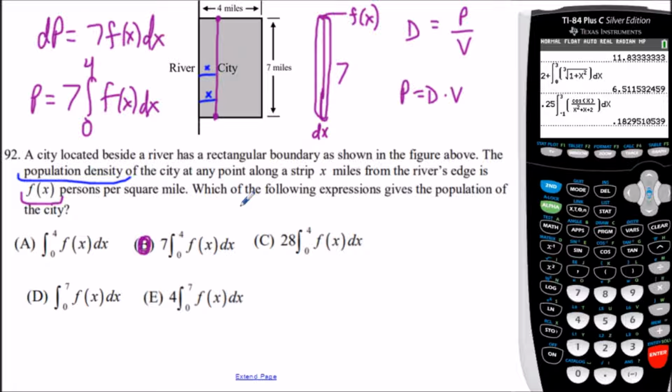Okay, well, this is going to conclude this AP Calculus review, the multiple choice with the calculator section.